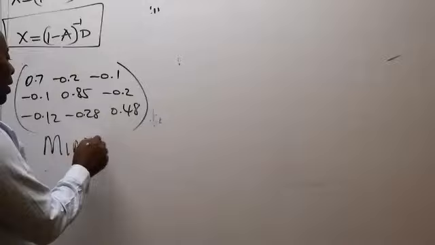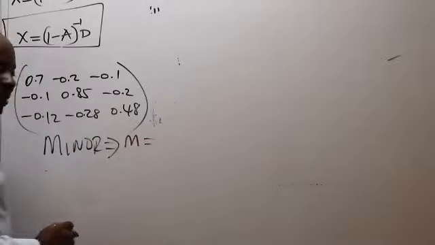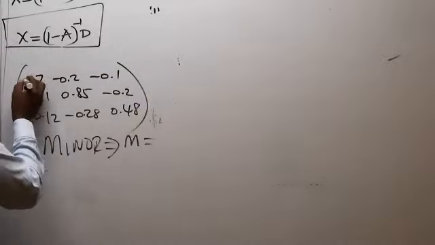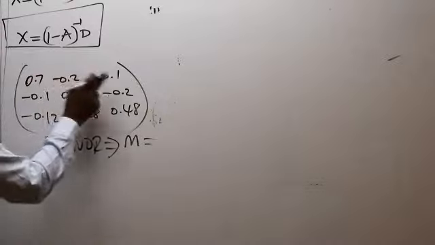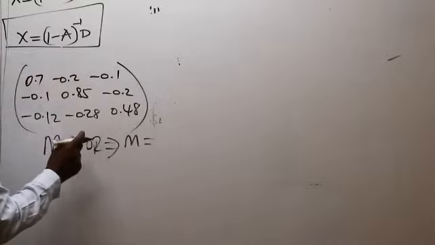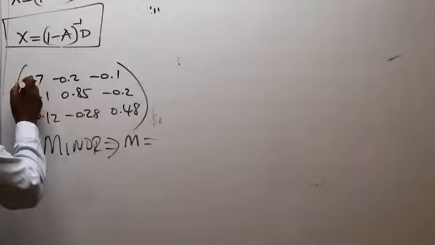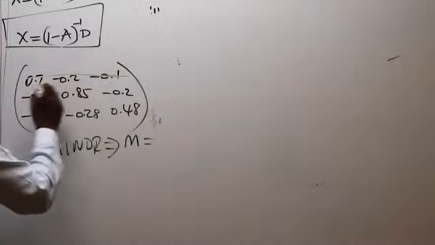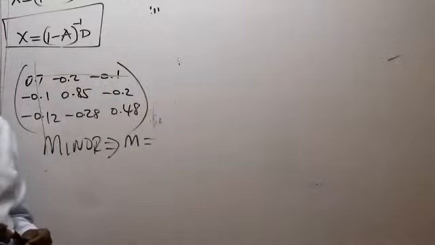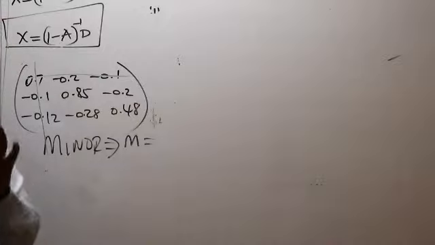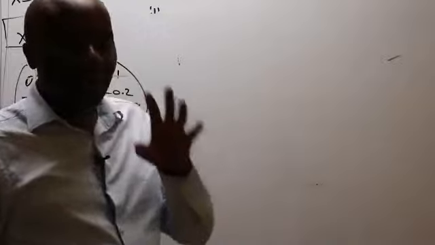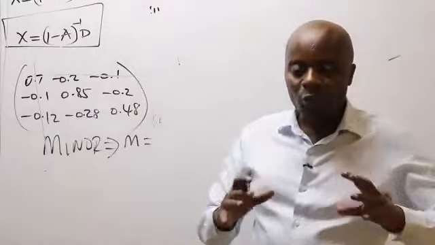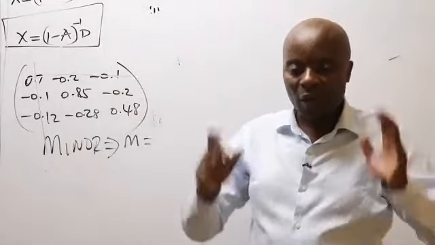The one thing that I will always remember about the minor is that if they want me to give them the minor of this value, each of these values here will be having a minor element. So what am I going to do? I'm going to hide the value row-wise and column-wise. Anytime you want to get a minor element, you hide the value of interest row-wise and column-wise.